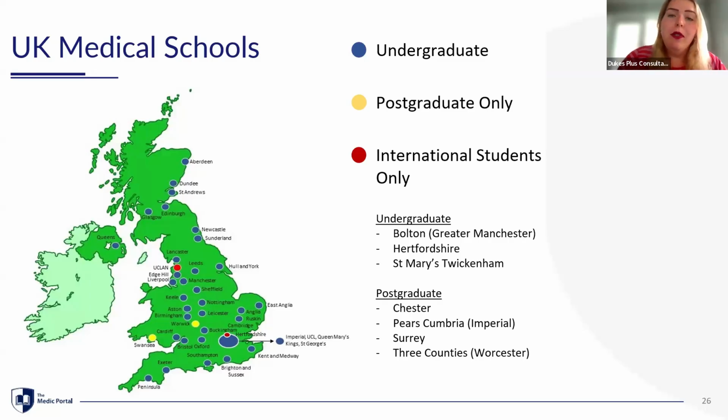If we have any postgraduate students on the call, then you have 4 options available to you: Chester, Cumbria, aka Imperial's graduate course route, Surrey, and 3 Counties in Worcester. So superb opportunities for you to explore these international only opportunities so that you have more opportunities of spaces and a really diverse and international cohort.